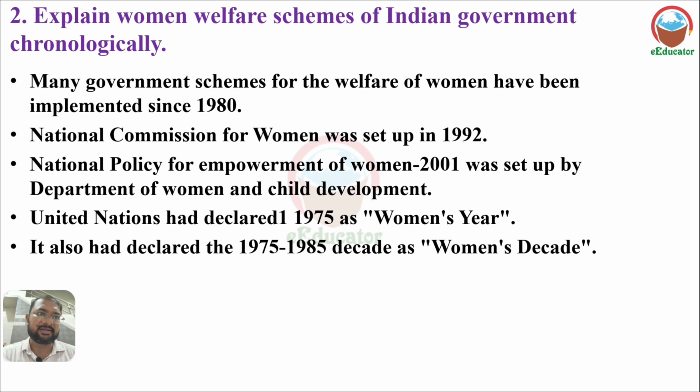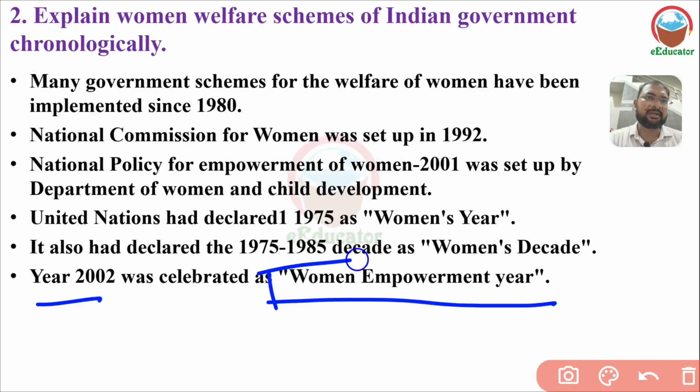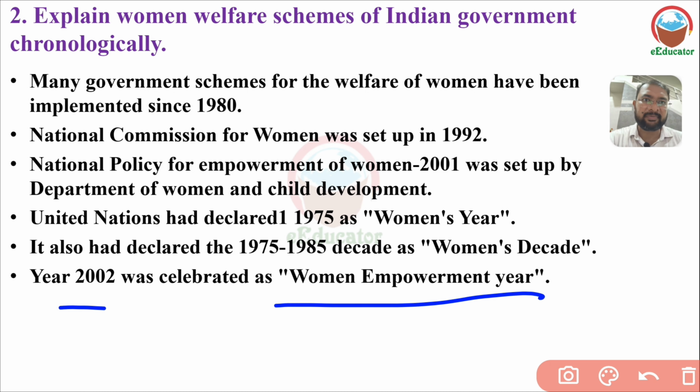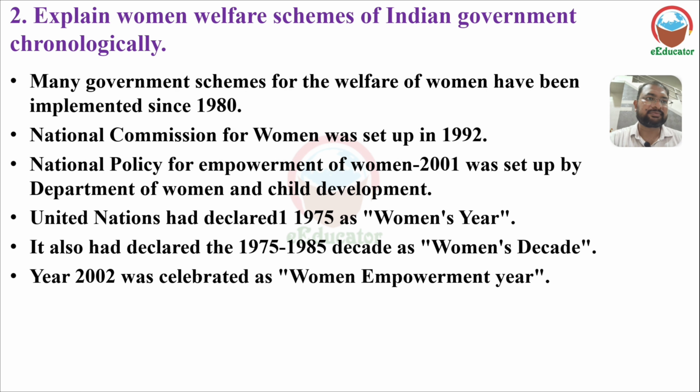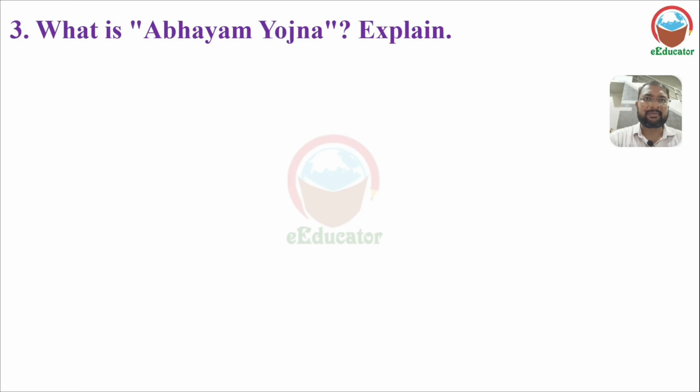Decade is 10 years, one decade is equal to 10 years. So in 2002, what was celebrated? Women Empowerment Year. Okay, look, do not confuse Women Empowerment Year 2002 and Women's Year in 1975 by United Nations. An act has been amended to give them equal rights in the family property. So the act has been amended there to provide equal rights in family property.